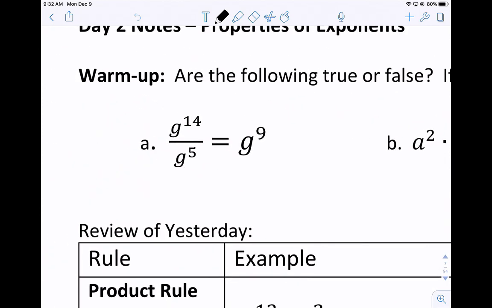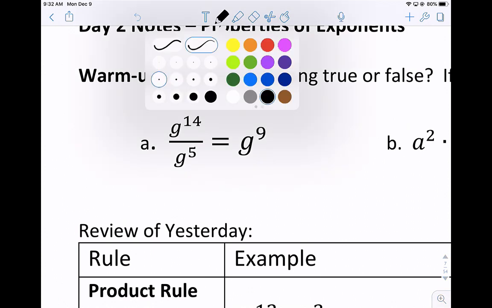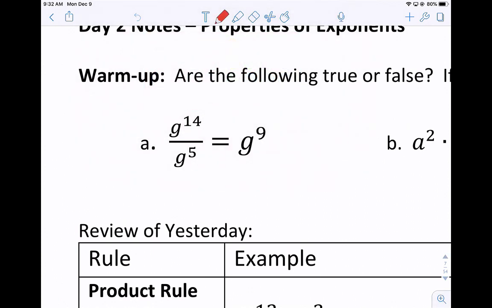So the first one, we have g to the 14th over g to the 5th. Does that equal g to the 9th? And that is true because you would have 14 g's on top and 5 on the bottom. So when you cancel, there's 9 left on the top.